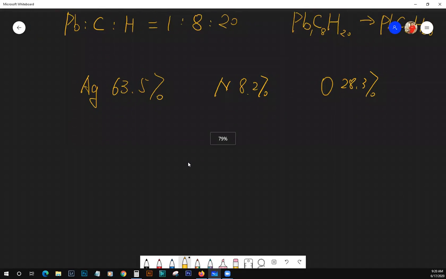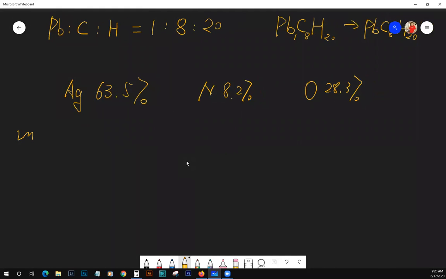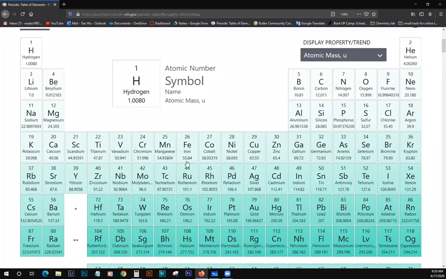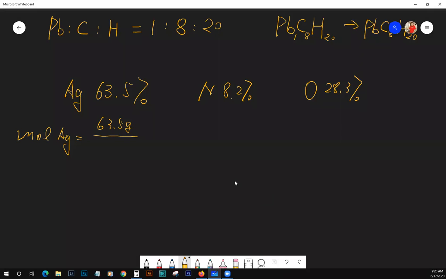Once again, now we have the percentages, then you convert that to the mass, right? So the mole of the silver is going to be the mass of the silver, which is 63.5 gram, divided by the molar mass of the silver. The molar mass of silver is equal to 107.87 gram per mole.